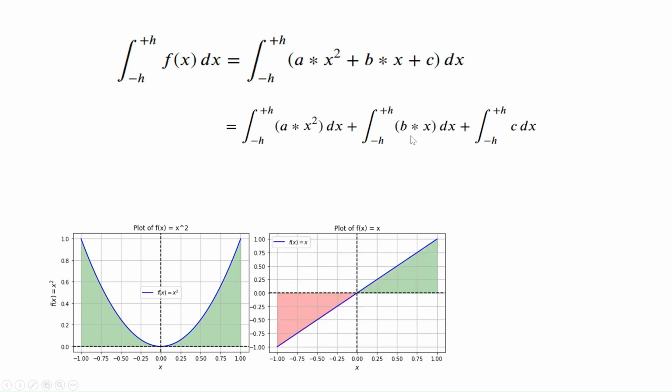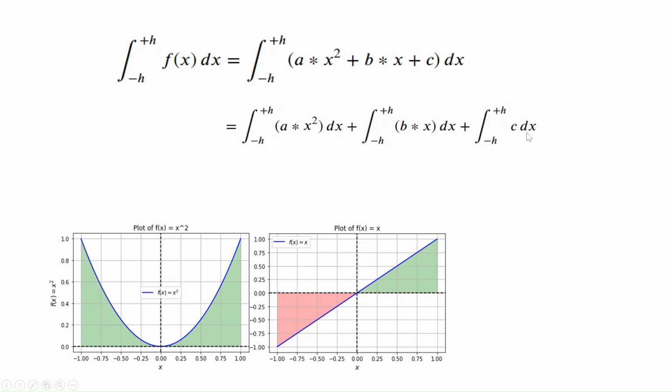Now bx is an odd function, and odd functions, when integrated from minus h to plus h, the areas cancel out. Here we can see that x is varying from 0 to plus 1, and because bx is just the equation of a line, the area under it is positive. But when we go in the negative direction towards minus 1, the area under the curve is red. So when we add both of them together, these areas cancel out, and the net integral becomes 0. So this component is not going to contribute anything to the overall integral.